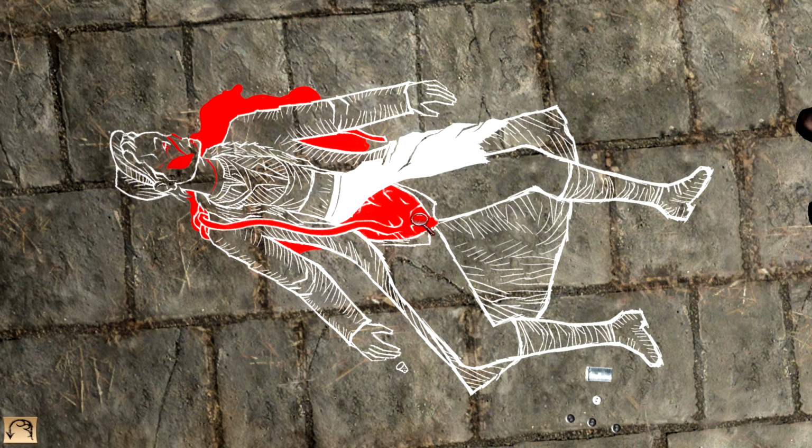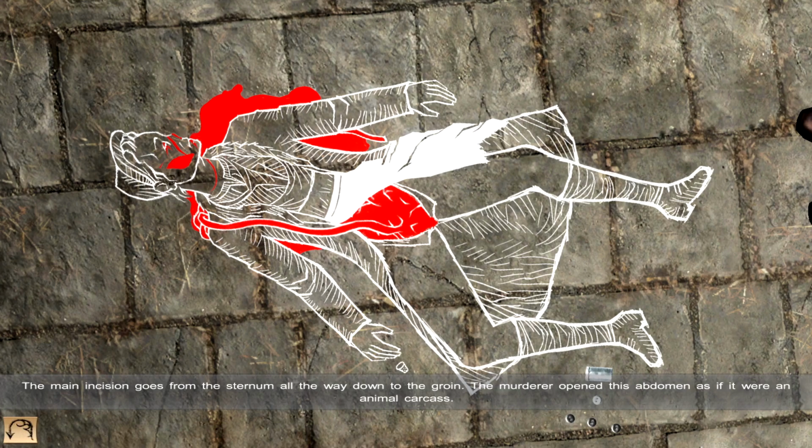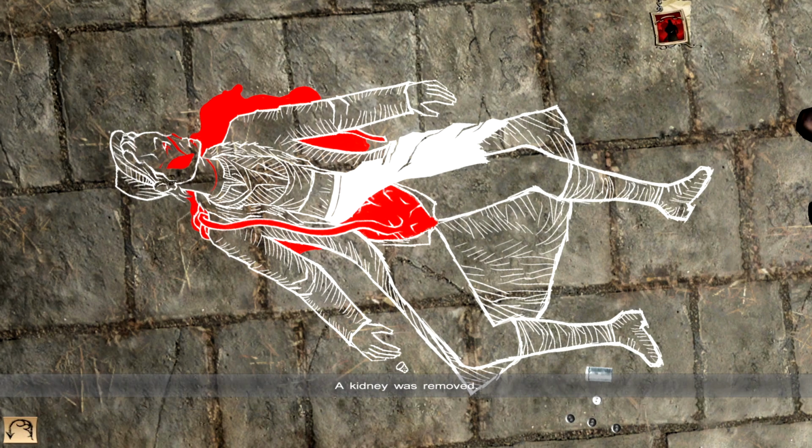It's very weird. The main incision goes from the sternum all the way down to the groin. Oof. The murderer opened this abdomen as if it were an animal carcass. A kidney was removed. The uterus was removed. That is... So it's like just below your ribs, isn't it? Your sternum. If you get punched in your sternum, it's when you can't breathe.